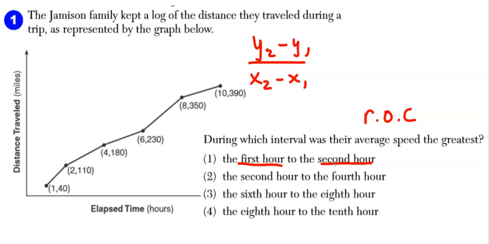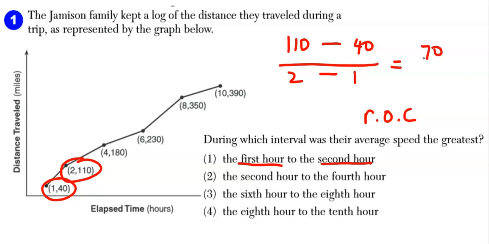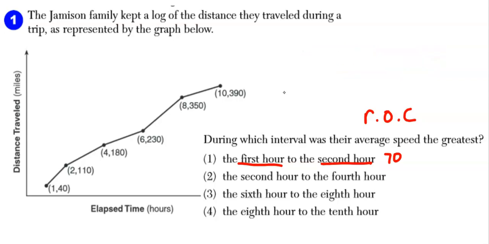So for here, the first option is from the first to the second hour. So these two values here would give us a rate of change fraction of 110 minus 40 over 2 minus 1, which would give us 70 over 1. So an average rate of speed of 70 for that first hour. Now we're going to calculate those same values for the second, third, and fourth options.